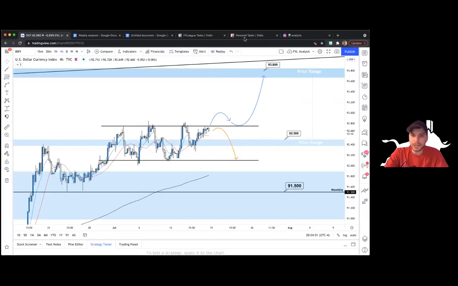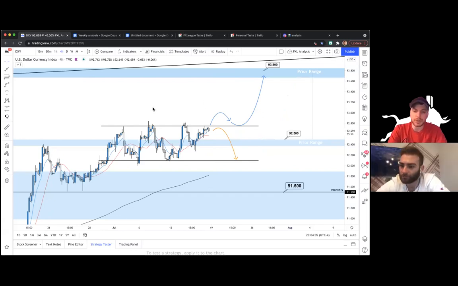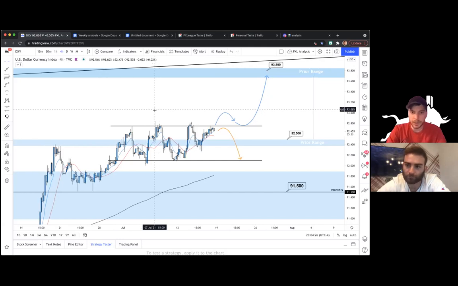We always take a look at DXY first, because normally, at least in terms of the majors, when you see the US dollar start to move, you'll see a lot of the majors move as well. A lot of the volume will come from DXY, so it's a good idea to see what's going on here. Are we ranging? Are we trending? Which direction? How much volume have we seen in the past? Are we ready for an explosive move, news, et cetera?